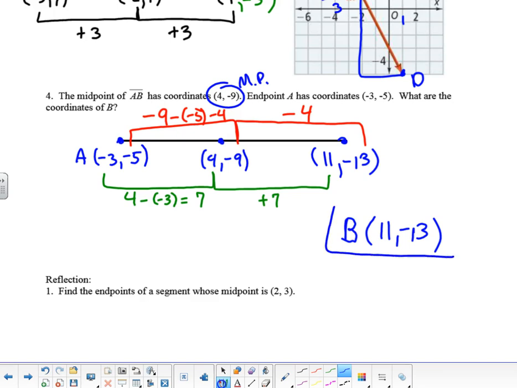All right, so two types, again, just to quickly review. The first type that we have is the type where we have both endpoints and we need to find the midpoint, and we can use the formula. And the other one, we're going to graph it out here.